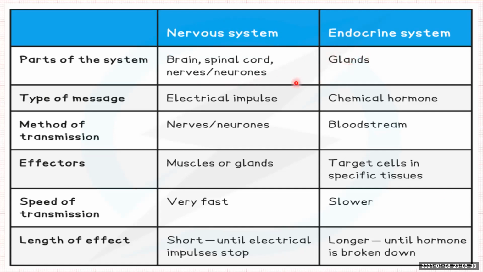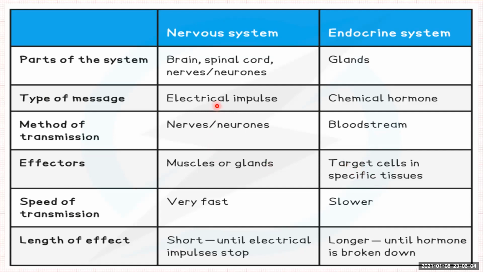When we talk about the type of message, a nervous system carries an electrical impulse, right? But in terms of endocrine glands, it's a chemical hormone. This electrical impulse in a nervous system is carried by the nerves or neurons, while in the endocrine system, this chemical hormone is sent through the bloodstream. Now, these nerves and neurons in a nervous system act on the muscles or the glands, while these hormones through the bloodstream act on the target cells in specific tissues.